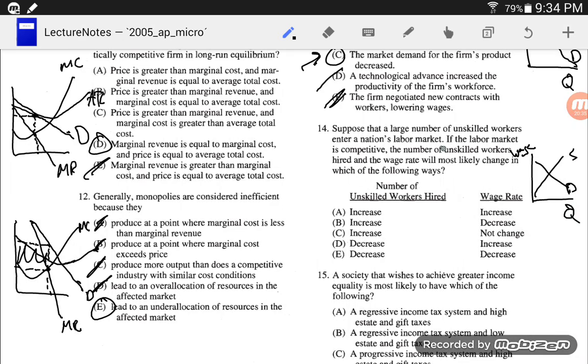So what happened there, if a large number of unskilled workers entered the labor force, well, that's going to decrease the wage rate. So let's cross off the ones that are not decrease the wage rate. And would that increase or decrease the number of unskilled workers? Well, it looks like the quantity actually went up based on that graph, and so I'm going to say it will increase the number of unskilled workers but decrease the wage rate.